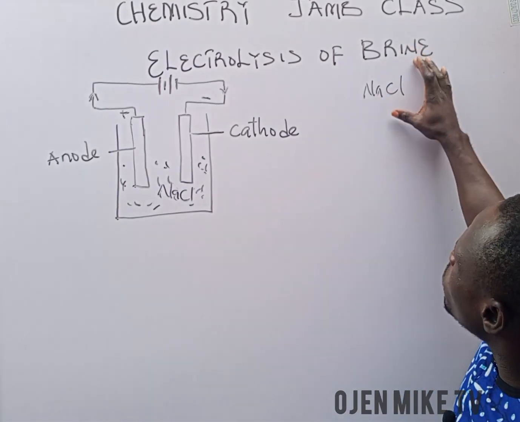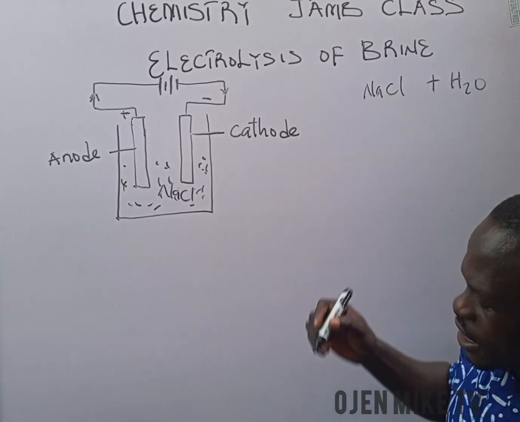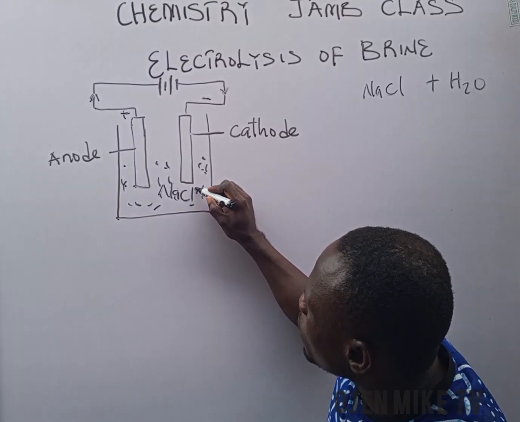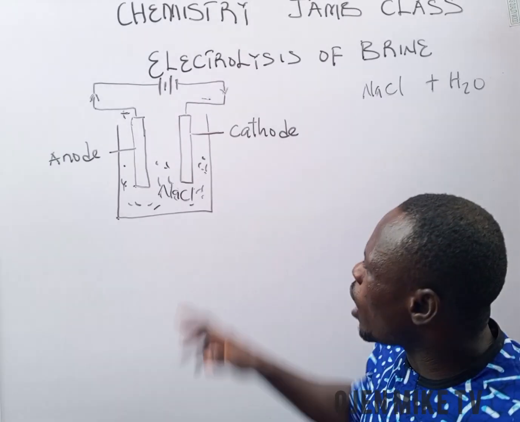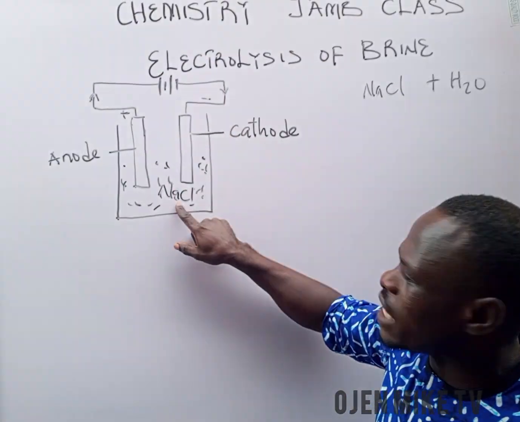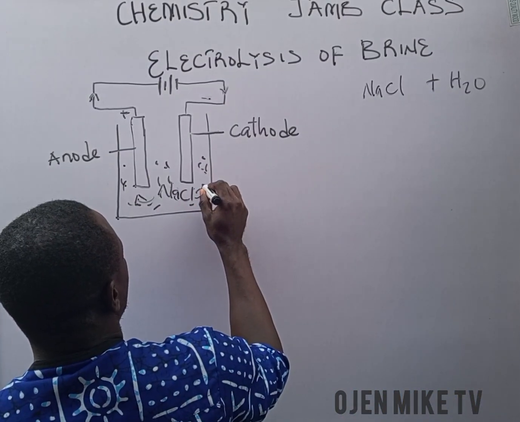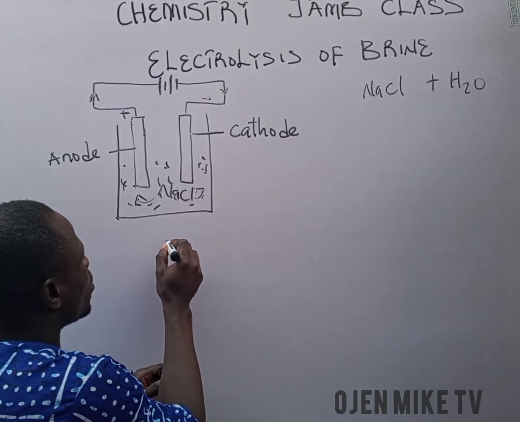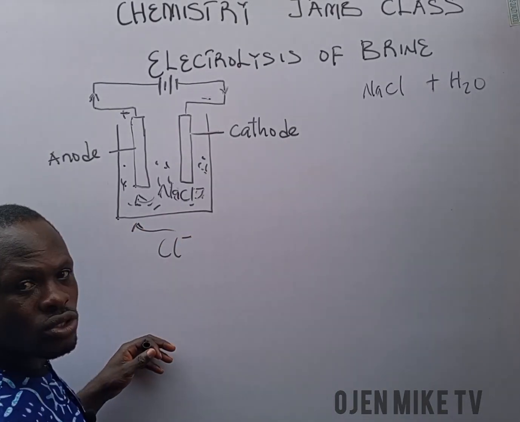So electrolysis of brine is sodium chloride plus water, H2O. If you dissolve this in water, what will happen? This will now migrate. Remember, this is negative and this is positive. If you dissolve this and plug your battery, this will split. Sodium will go its way and chlorine will go its way. Chlorine is negative, sodium is positive. Chlorine, which is negative, will migrate to the anode.